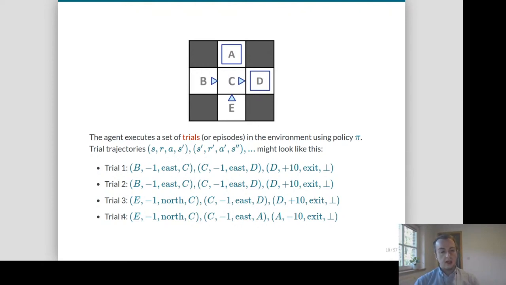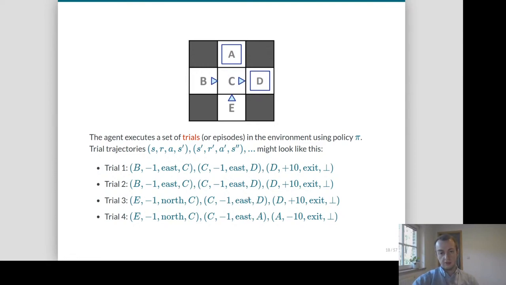And finally, you could have a fourth sequence, a fourth set of transitions. Again, you would start in state E, you would collect a reward of minus one, the policy would tell you to go north, you would arrive effectively in state C. In state C, you would collect minus one, the policy again would tell you to go east, but you would not arrive in state D. Because remember, the transitions are stochastic. So it might be that the resulting next state S prime is different from what you have already observed, right?